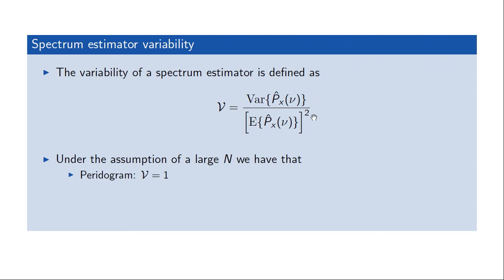So taking the variance and dividing by the expected value squared gives us something divided by itself, so equal to 1. So the variability of the periodogram is simply equal to 1 by the previous expressions that we have.